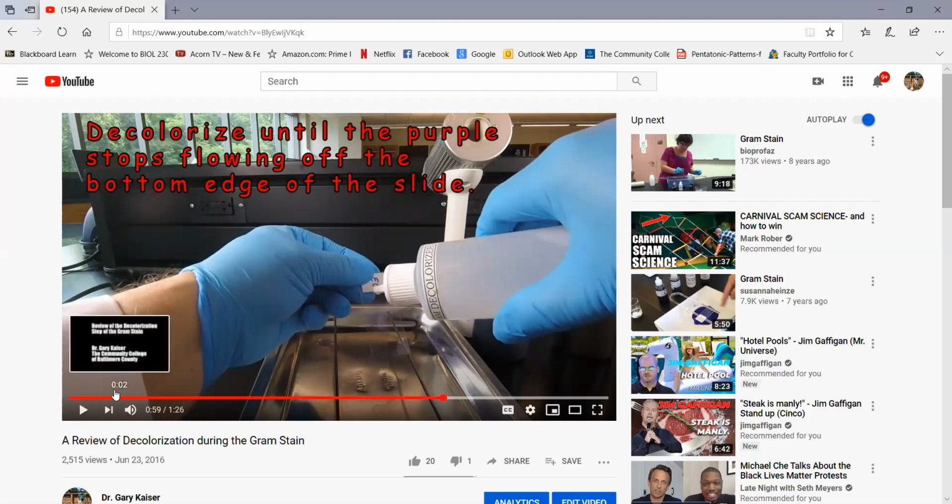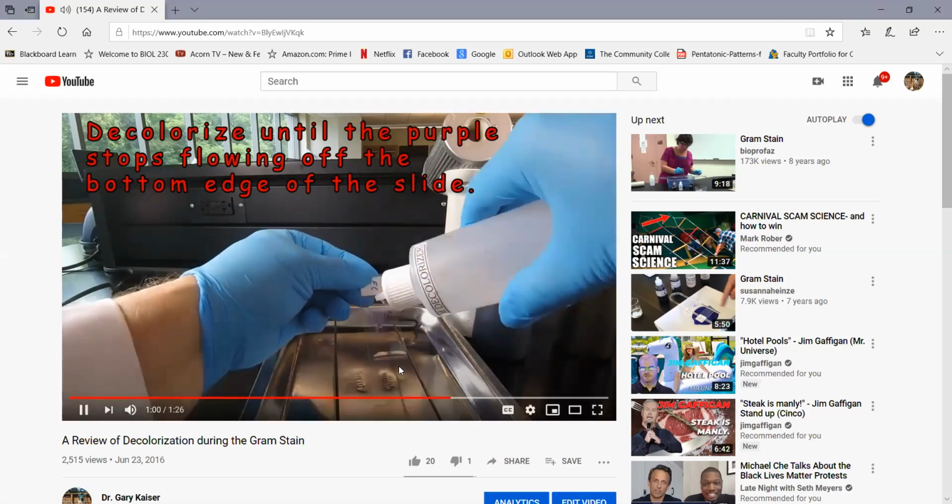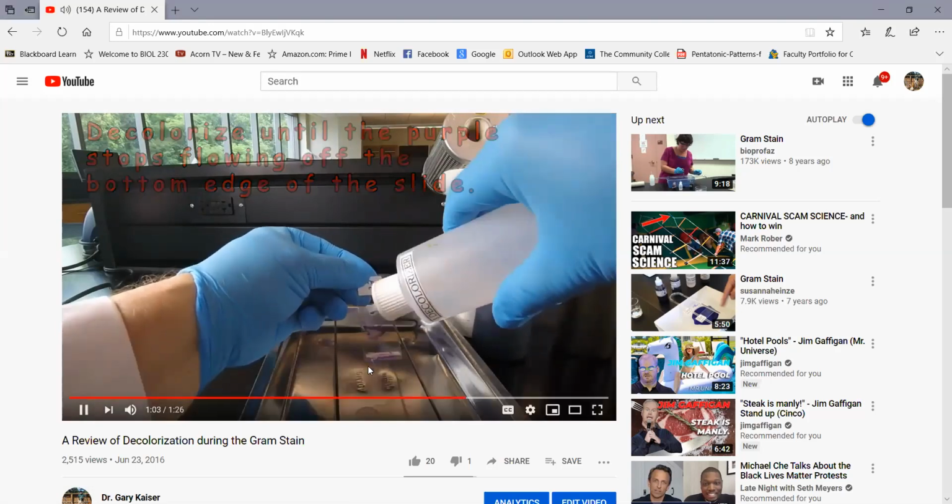So let's watch the decolorizer come down over the smear. And remember, you're going to watch the bottom of the slide here, not the smear, but the bottom of the slide. There's the purple.